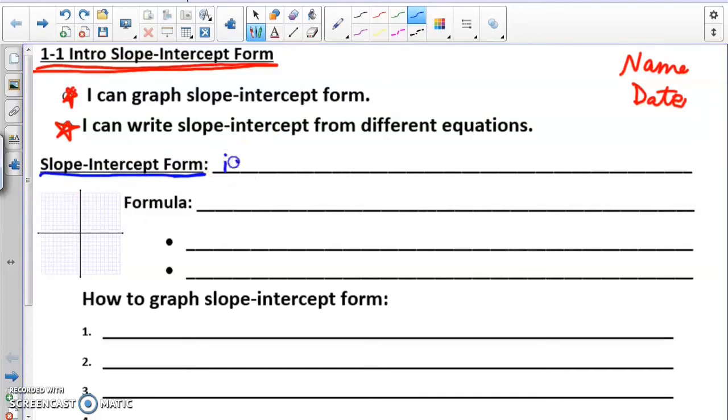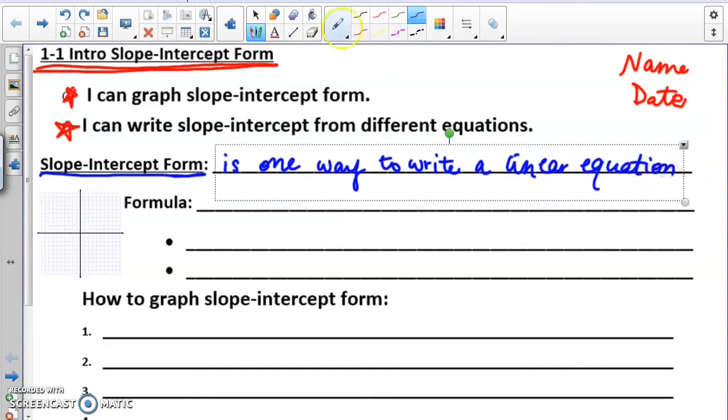Slope-intercept form is one way to write a linear equation. If you notice, the first four letters of linear say line. So that's the very first thing, that we're going to start graphing lines.